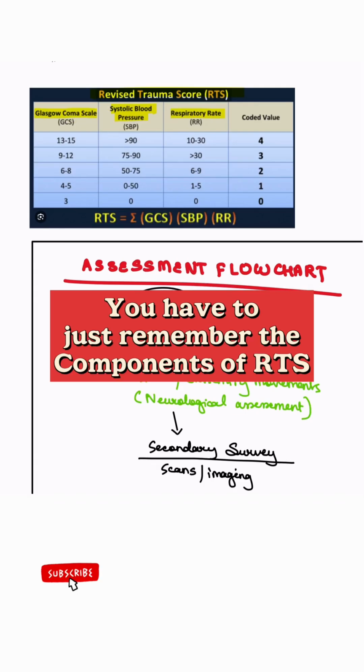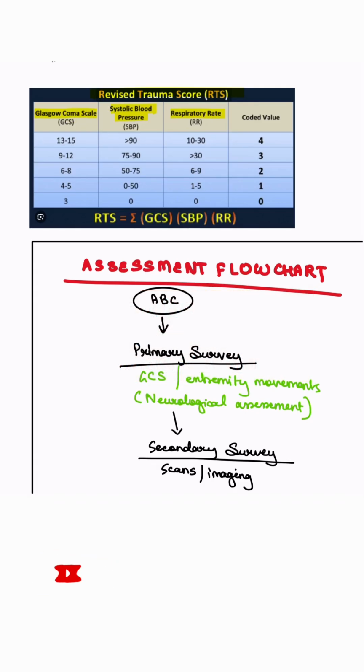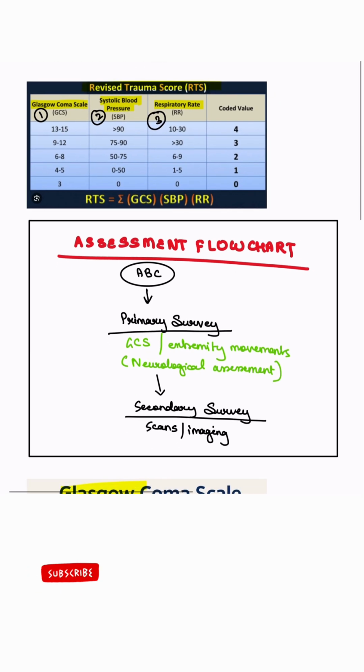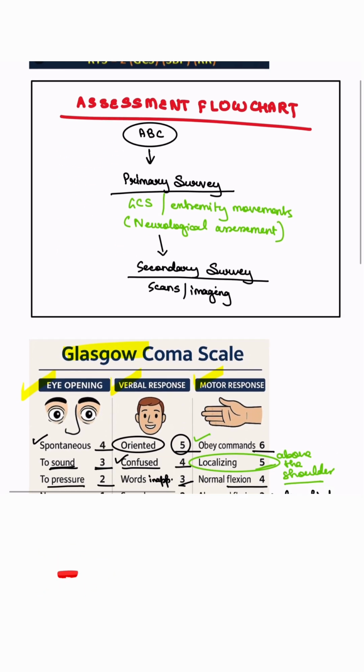Remember the components of the revised trauma score. That is, number 1 is the Glasgow Coma Scale, GCS. Number 2 is the systolic blood pressure. Number 3 is the respiratory rate. These are the 3 components of the revised trauma score. Then we will see the assessment flow chart.